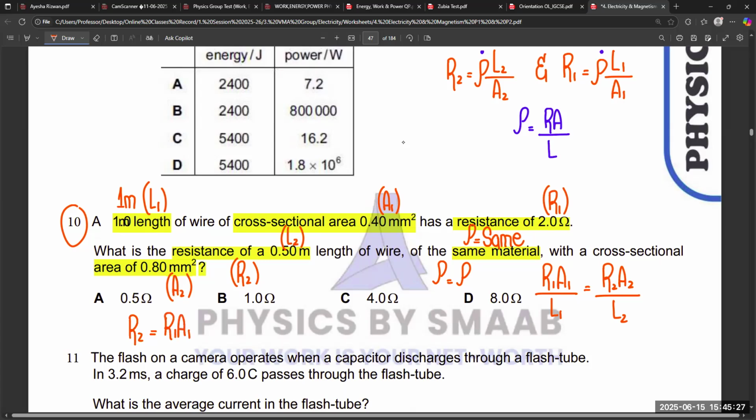R1 A1 L2 divided by L1 A2. So just simply we need to substitute the quantities. R1 is 2, A1 is 0.4, L2 is 0.5, divided by the product of 1 into 0.8. So the final answer is 0.5, option A, right?